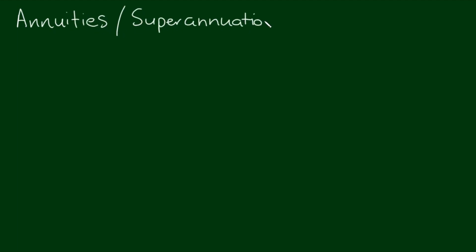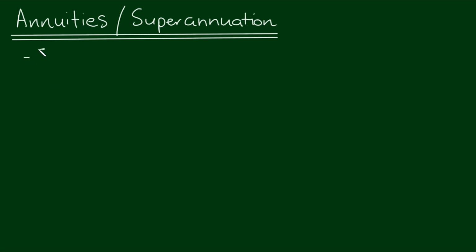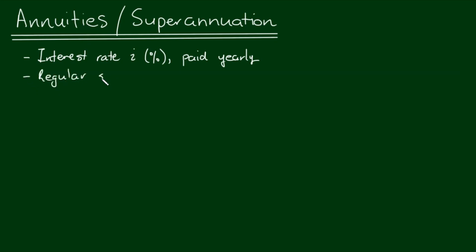In this video, we're going to develop a simple model to demonstrate the power of superannuation for ordinary annuities. We're going to be keeping things quite general. So let's say a pension fund pays a yearly interest rate of I, and of course that's normally expressed as a percentage. It's paid yearly, and we're going to be making regular payments yearly. And I should say at the start of each year.